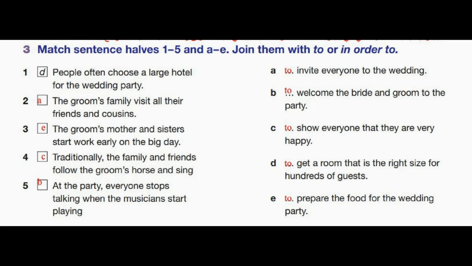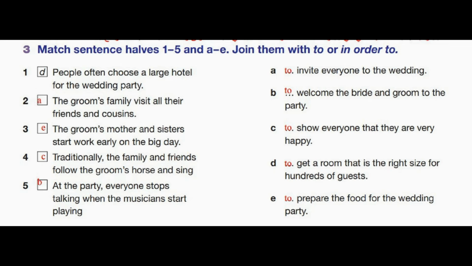3. Match sentence halves 1 to 5 and A to E. Join them with to or in order to. 1. D. People often choose a large hotel for the wedding party to get a room that is the right size for hundreds of guests. 2. A. The groom's family visit all their friends and cousins to invite everyone to the wedding. 3. E. The groom's mothers and sisters start work early on the big day to prepare the food for the wedding party.